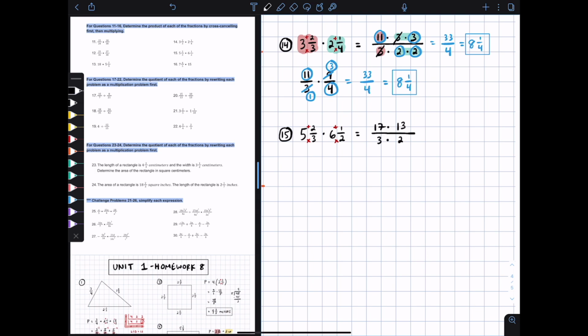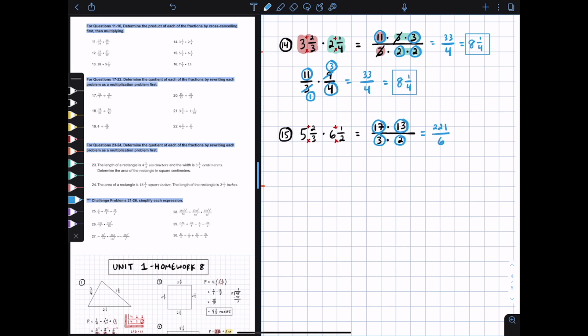17 times 13 on top. I think those are our leftovers, so I'll go ahead and circle them. 17 times 13, and that will equal, I think, 221. And on the bottom, 3 times 2, and that's going to equal 6.